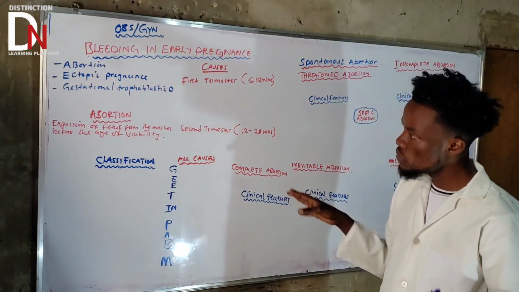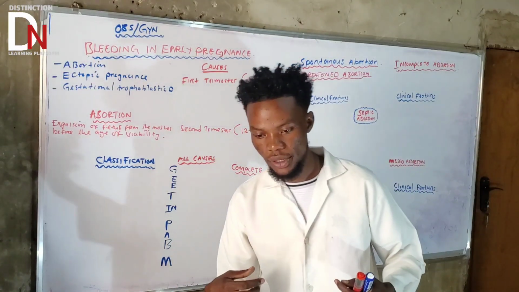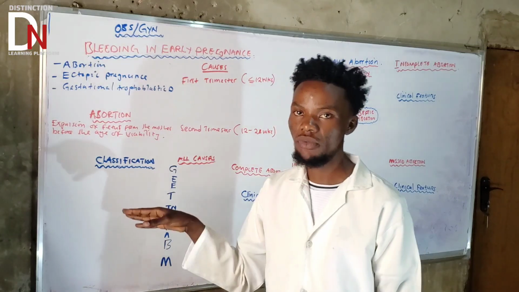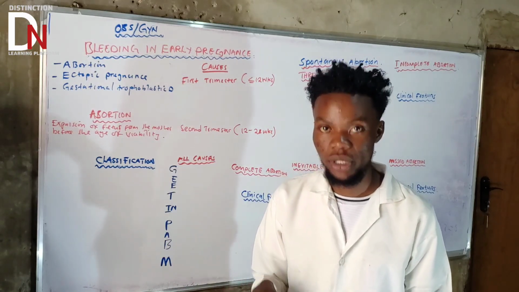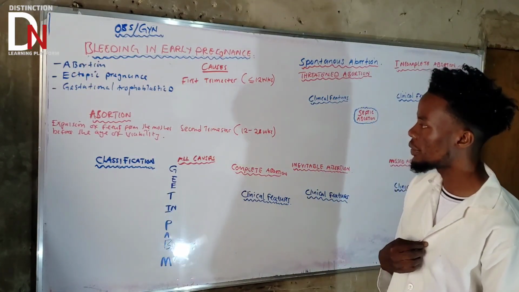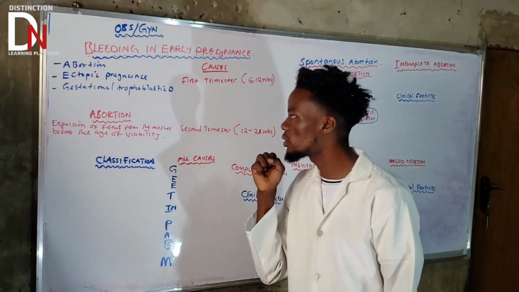Now, regardless of whatever I've explained, let's talk about the fetus. Now, the fetus comes out. What do we call that fetus that comes out because of abortion? We call it abortus, okay? Very important term to take note of as well. Abortus.